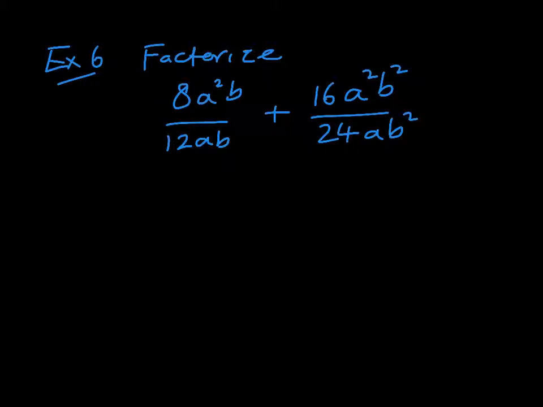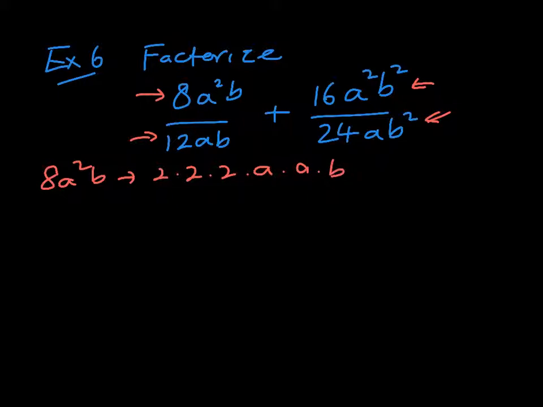Here we are asked to factorize 8a²b divided by 12ab plus 16a²b² divided by 24ab². Although this is a fraction, we can still factor. So let's look at what are the factors that are common to all the four. So that is 1, 2, 3, and 4. So what are the factors that are common? So 8a²b, the factors here are 2 times 2 times 2 times a times b.